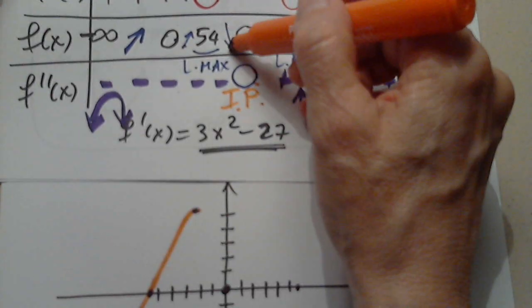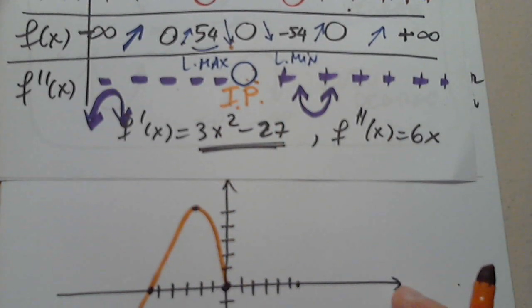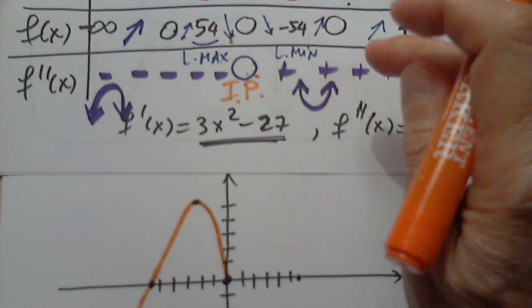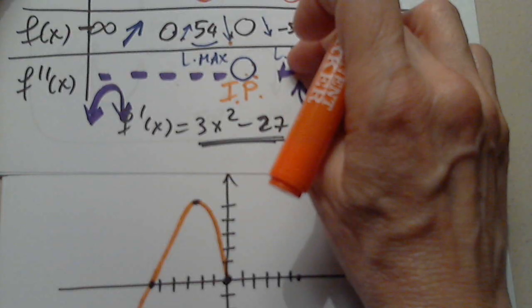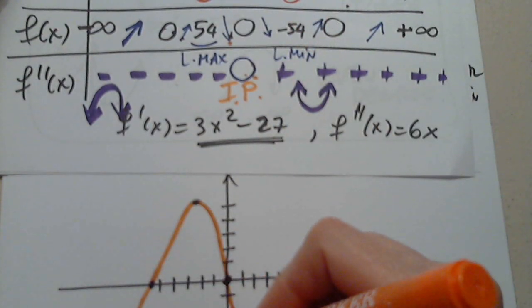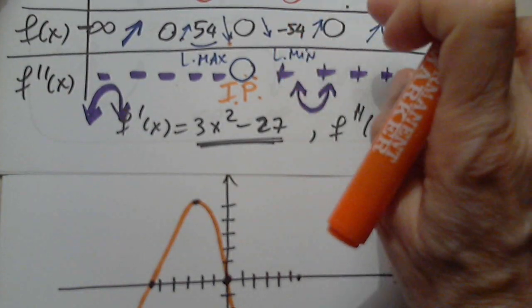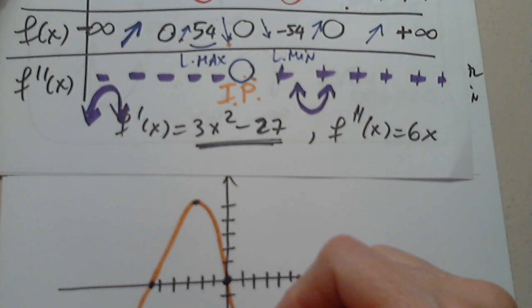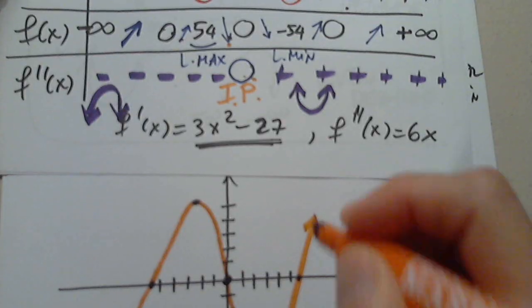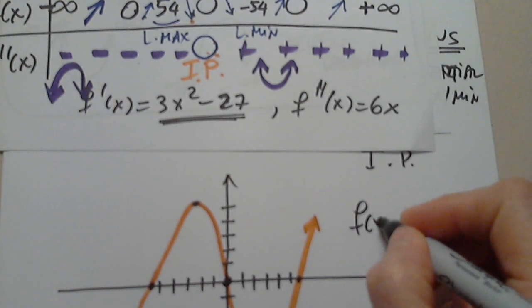So it's opening downward, decreasing to the point of inflection. At this point, it changes concavity because it starts opening upward. It's decreasing to the local minimum. Opening upward, reached the local minimum, crossing the x-axis at (5.2, 0), and going to infinity. This is the graph of x cubed minus 27x. And we have to write that.